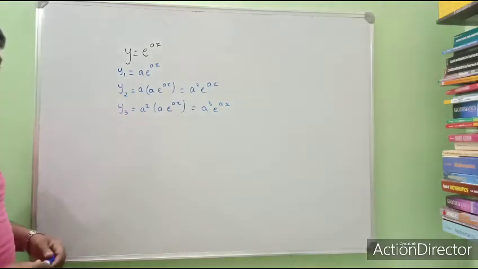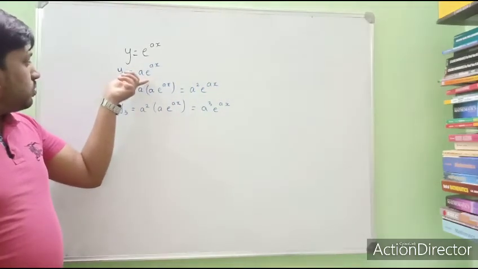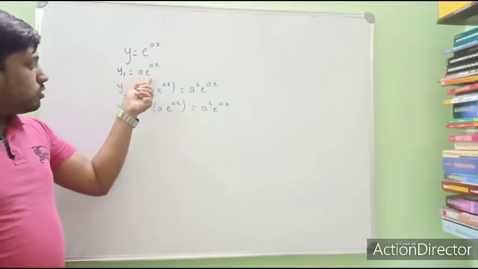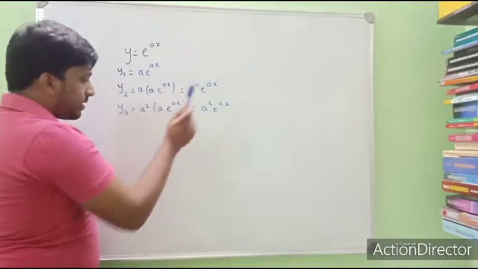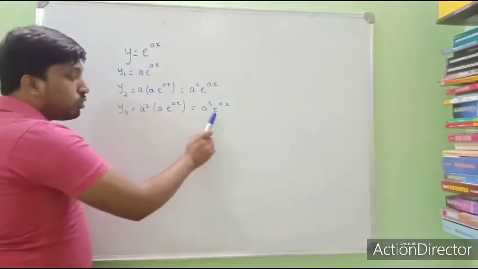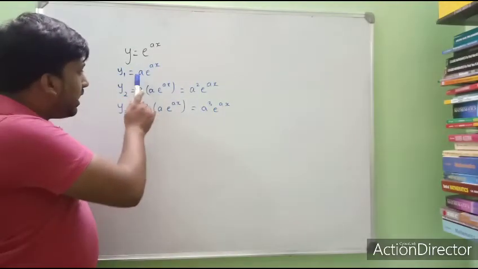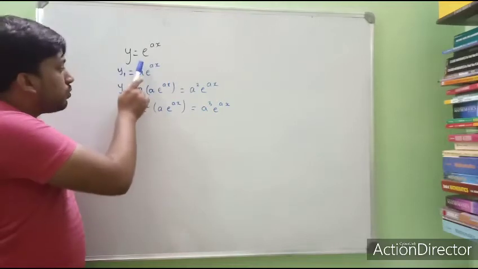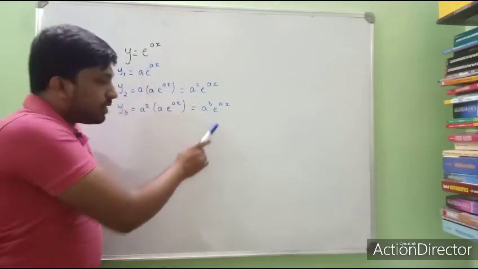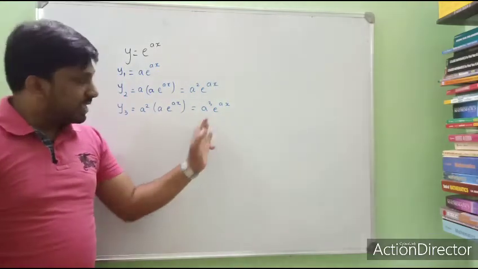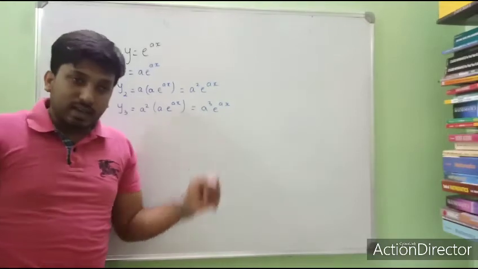If you observe, there is some pattern. In y1, the first derivative, we have a into e to the power of ax. In the second derivative, we have a square into e to the power of ax. In y3, it is a cube into e to the power of ax. What is the pattern? Here the power of a is increasing, right? It is a to the power of 1, a to the power of 2, a to the power of 3, and e to the power of ax remains the same. If you take y4 also, you will get a to the power of 4 into e to the power of ax.